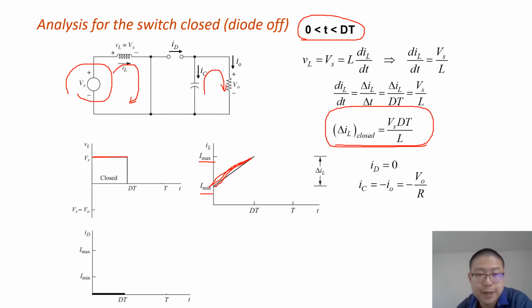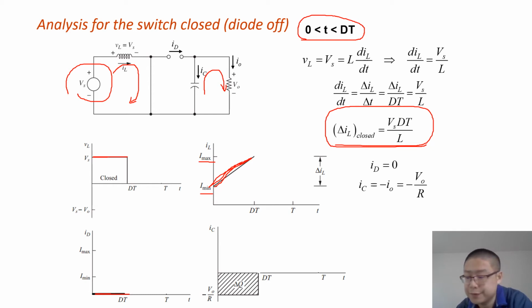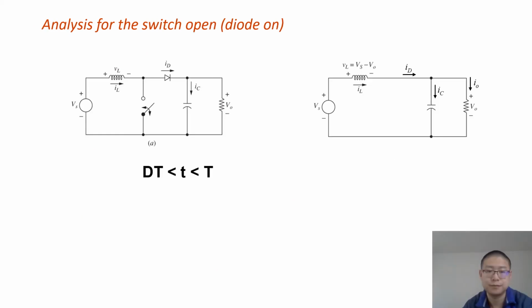The third one is ID, the diode current. It's reverse bias, so the diode current is 0 during this time. And the capacitor current equals VO over R, but be careful of the negative sign here. So that's the analysis of the circuit when the switch is closed.